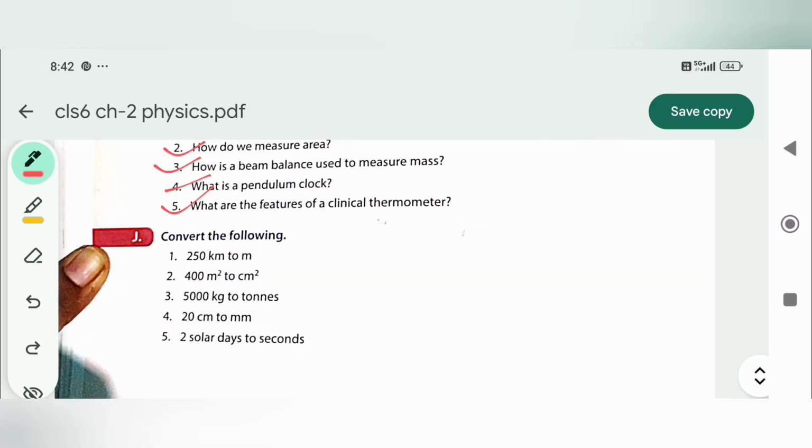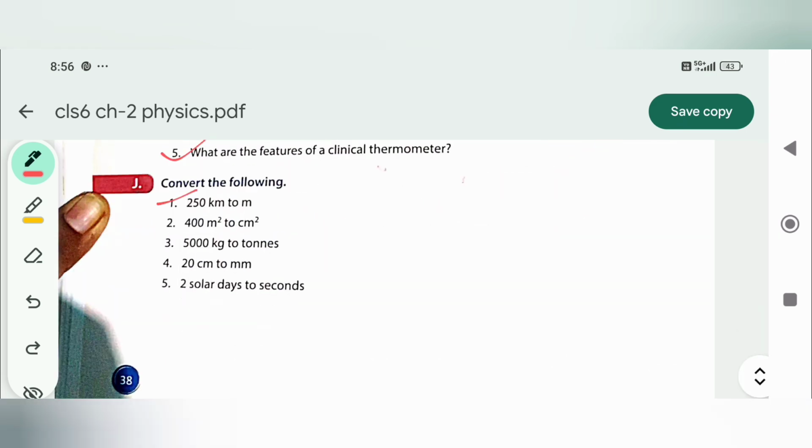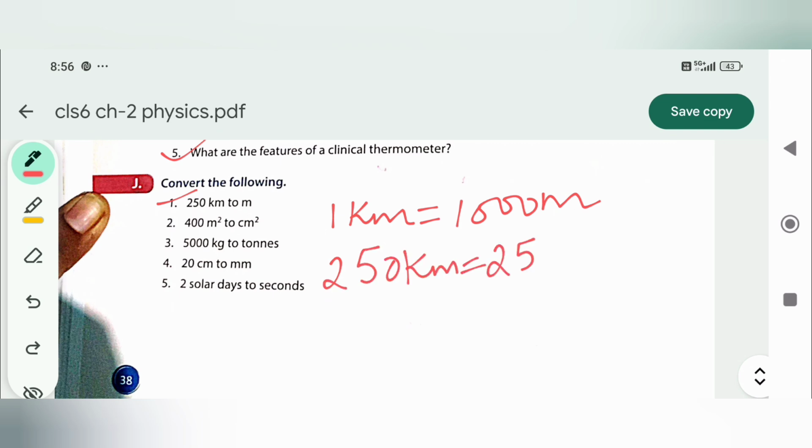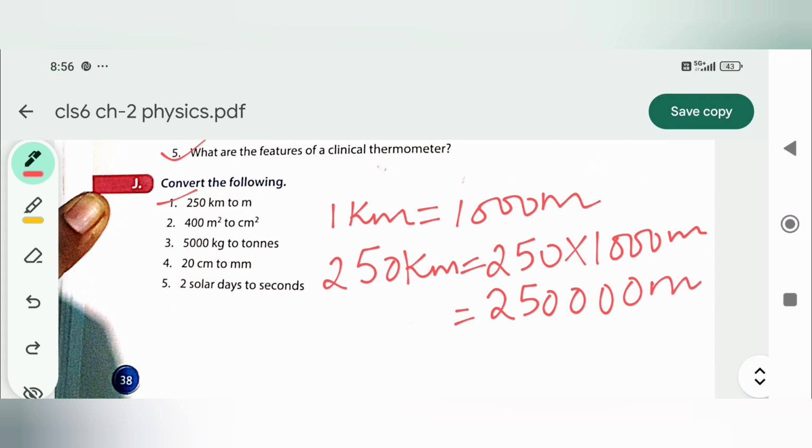I5. Okay, convert the following. So question number 1, convert 250 kilometer to meter. So 1 kilometer is equal to 1000 meter. So 250 kilometer is equal to 250 into 1000 meter. So the answer will be 250,000 meter, that is 2,50,000 meter.